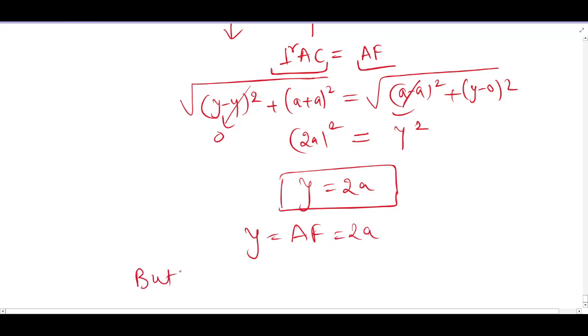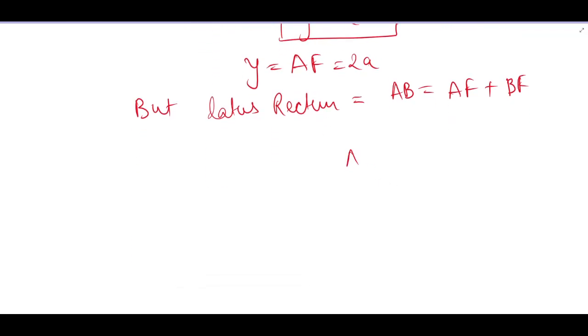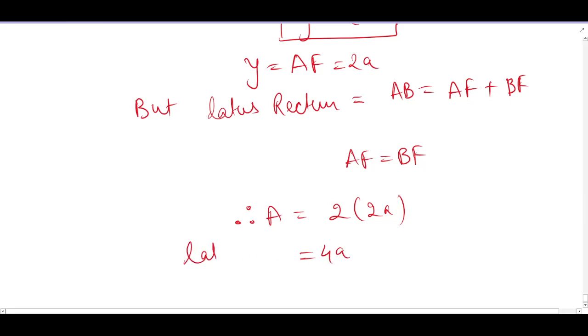But latus rectum is equal to AB, which is equal to AF plus BF, where AF is equal to BF. Therefore, AB is equal to 2 times 2a, that is 4a. So latus rectum is equal to 4a.